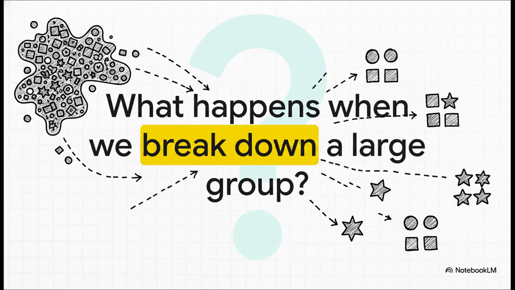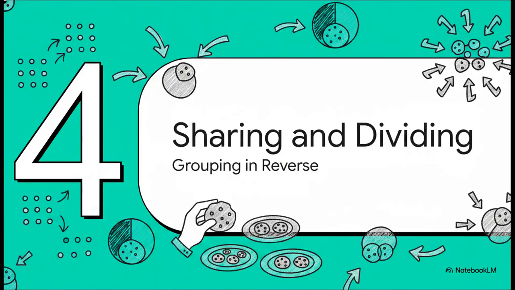So, everything we've done so far is all about building up, right? Taking small things, grouping them together, and finding a large total. But what happens when we have to do the exact reverse? What if we start with a massive, chaotic pile of things and we need to break it down fairly? That is going to require a shift in how we're thinking. And that leads us perfectly into our final section, sharing and dividing.